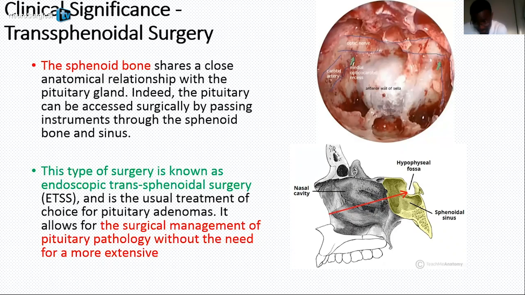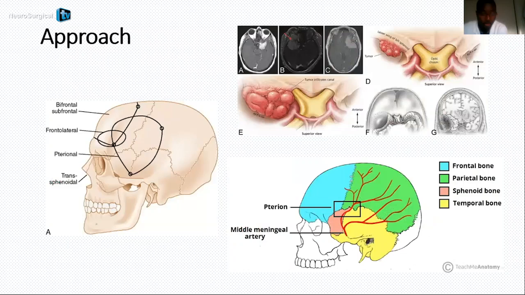We can use more approaches when you know this anatomy of the sphenoid bone correctly, like this pterional approach. I love this approach, the pterional approach. It is always used to repair your pterion and remove that.